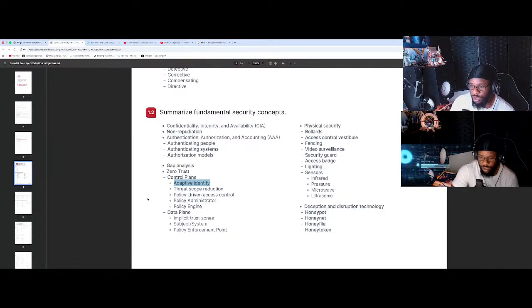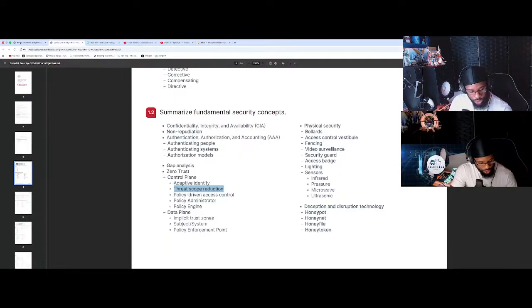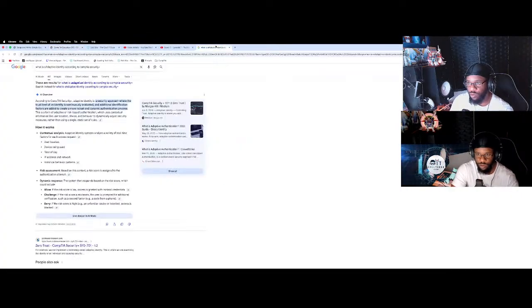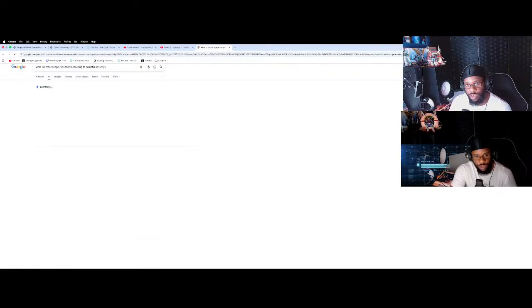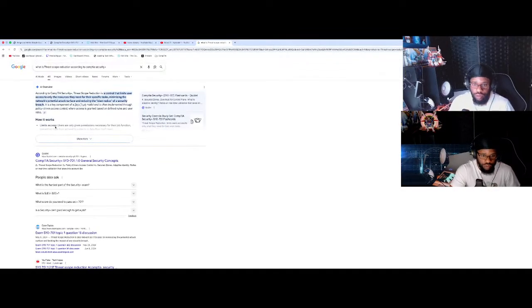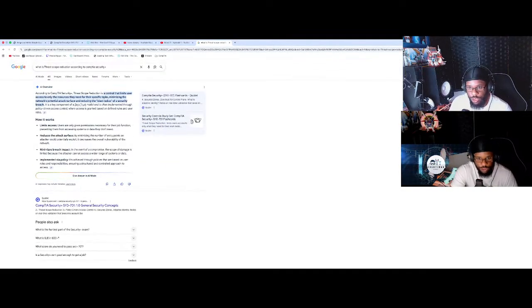Okay. So let's talk about threat scope reduction. So reducing the risk that you're taking in your network. What is threat scope reduction? Threat scope reduction is a control that limits user access to only the resources they need for the specific task.